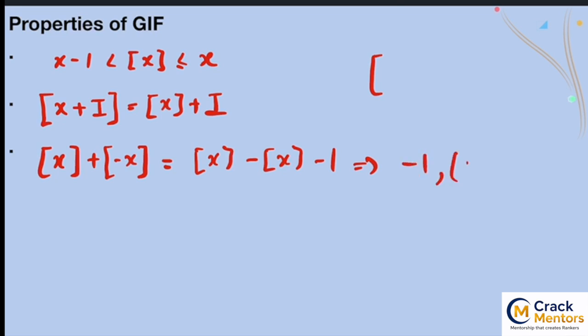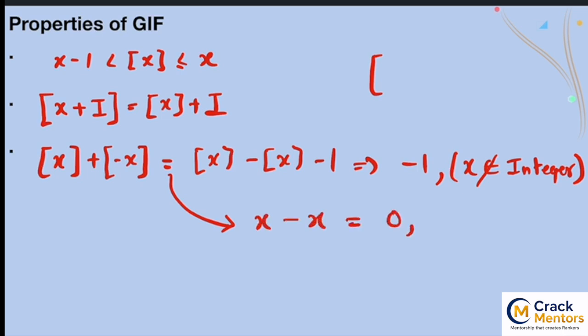Only and only if x does not belong to integers. What if x belongs to the integers? In that case, the greatest integer part function will be of no use and will directly be written as this. Hence, the answer will be 0. Okay. So these are the three main properties of the greatest integer function.